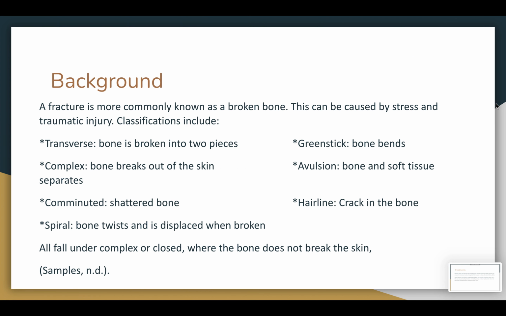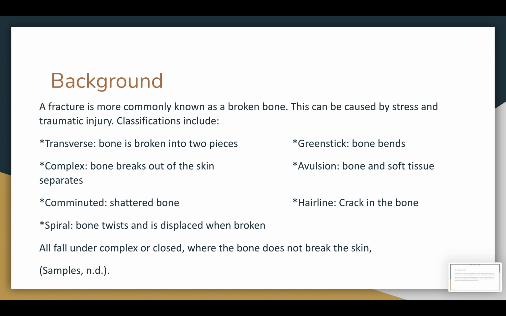So a fracture is most commonly known as a broken bone. It can be caused by stress and traumatic injury. Classifications include transverse, which is when the bone is broken into two pieces. You can have a lateral or straight across kind of transverse break. Complex is when the bone breaks out of the skin. Comminuted is a shattered bone. Spiral is when the bone twists and is displaced.